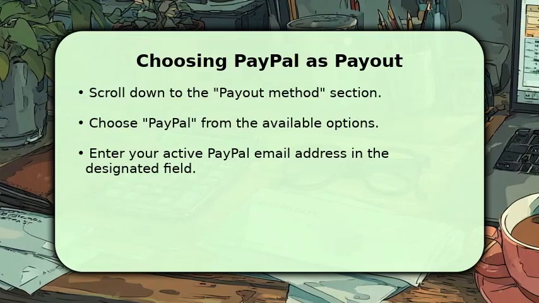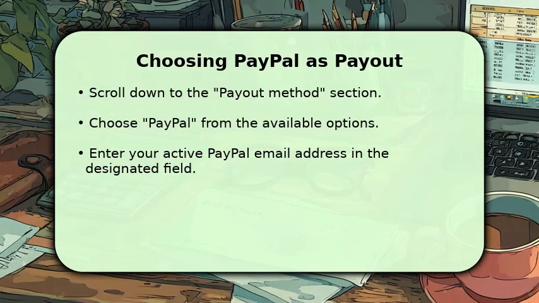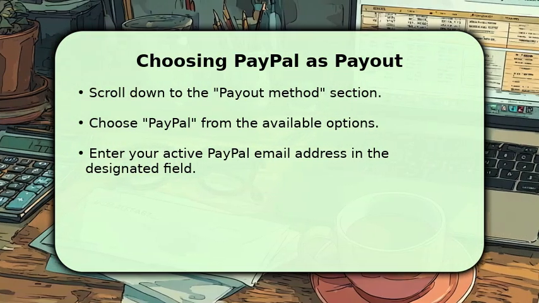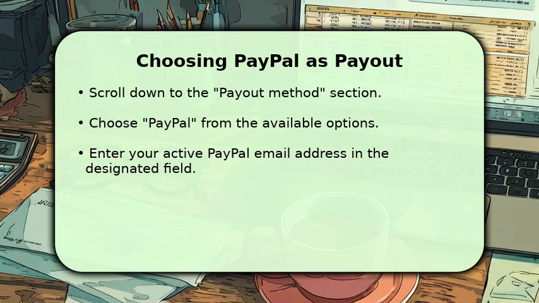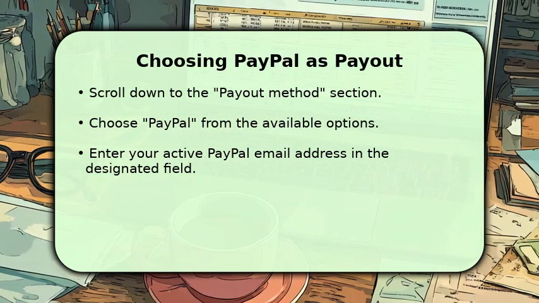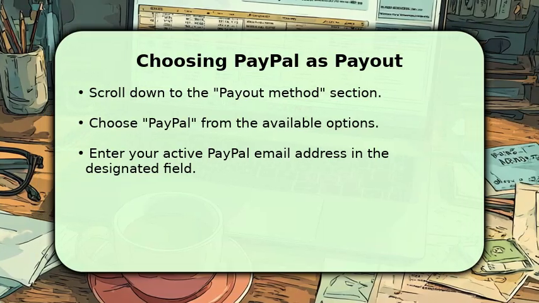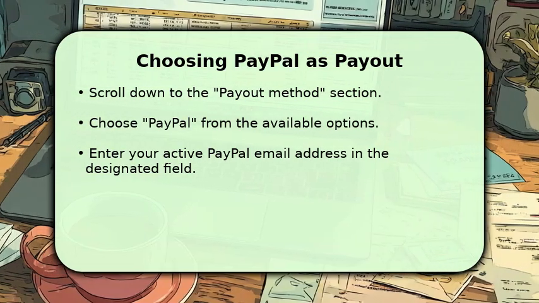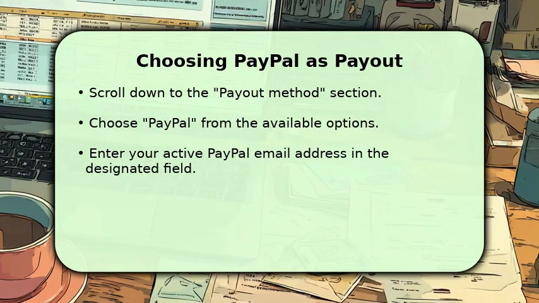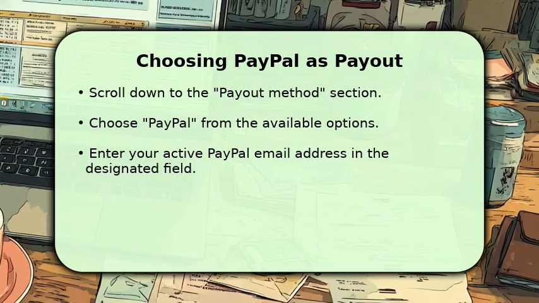On the Payout Account page, scroll down until you find the Payout Method section. Here, you'll see various options for receiving your earnings. Select PayPal as your preferred method. Next, carefully enter the email address associated with your active PayPal account into the provided field. It's crucial to ensure this email is accurate to prevent any delays or issues with your future payouts.